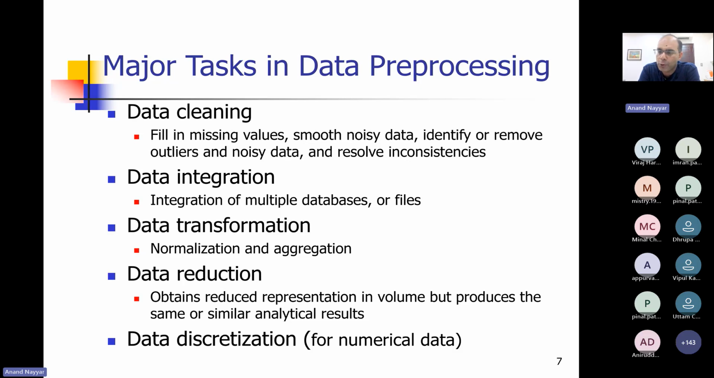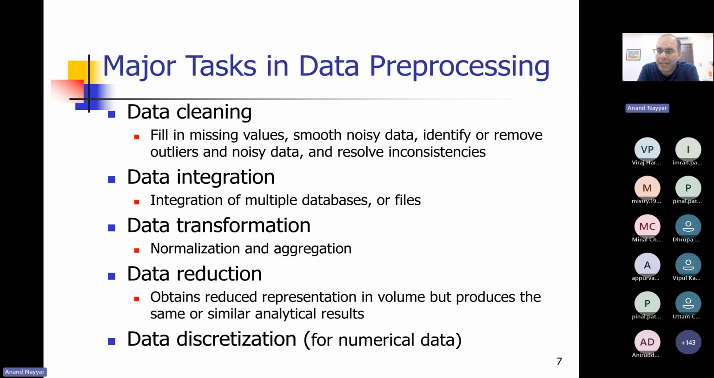Data transformation: you have to normalize the data. I hope everybody knows about data normalization. We all studied it in DBMS, but if you talk about big data, we are talking about transformation and aggregation. And of course, after that, we have to perform dimensionality reduction so that it does not give you any overfitting of the model. And after that, we need to perform data discretization only for numerical data.